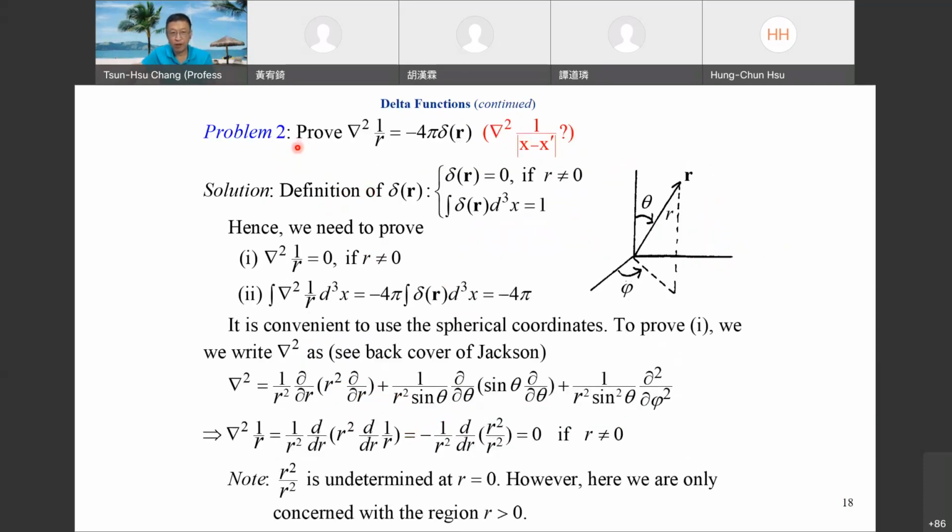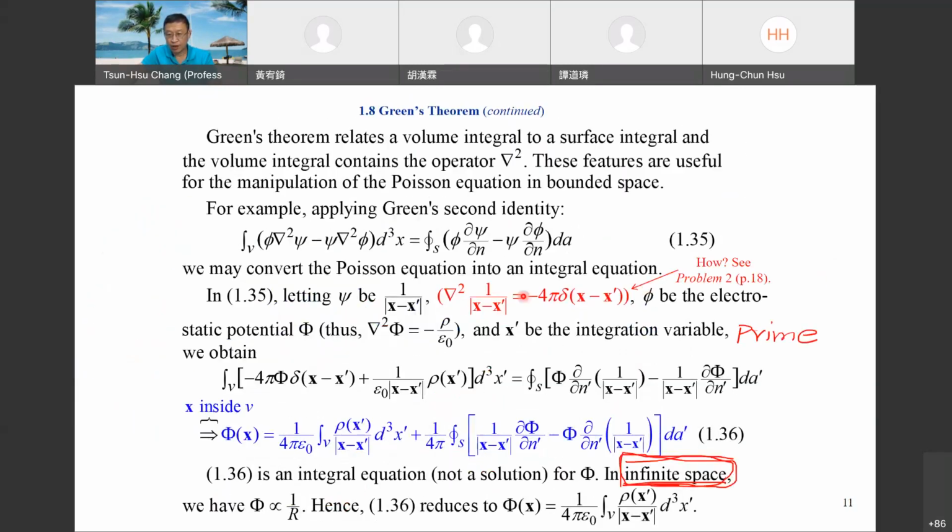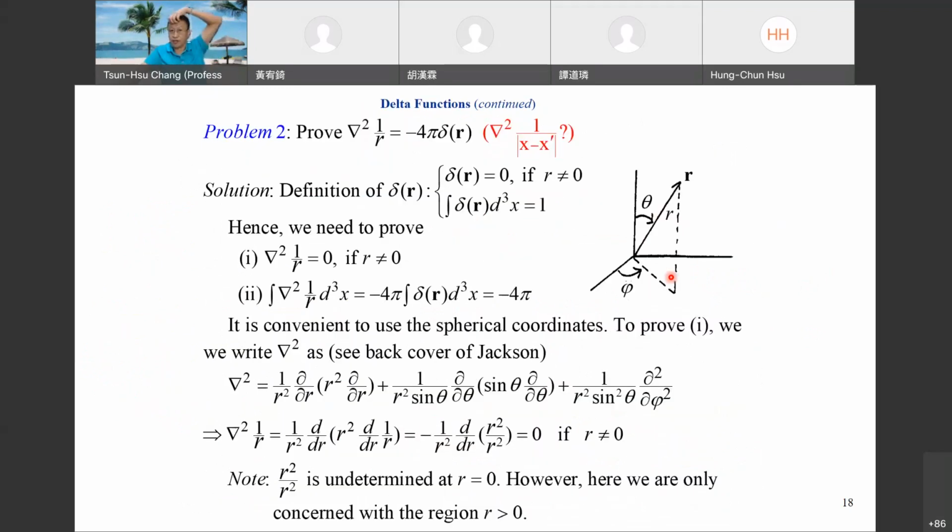Second, let me show you this one. Prove the Laplacian of 1 over R equals minus 4 pi delta of R. Prove this one. Similar to the previous one. So now I will show you how to prove this one. That's the definition of delta of R. Remember, delta of R will be 0 if R is not equal to 0. Only when R is at the origin (原点) will it have a value. Otherwise, no contribution. So the volume integration will always be 1. To prove this property, we separate into 2 parts.